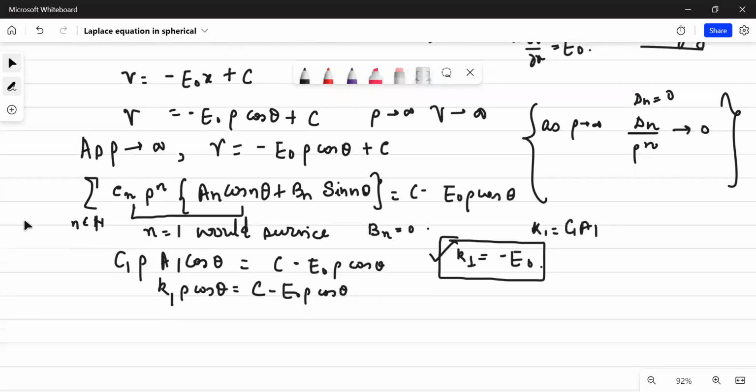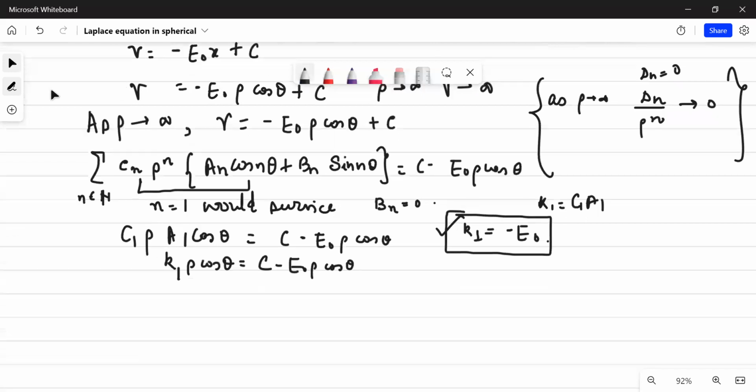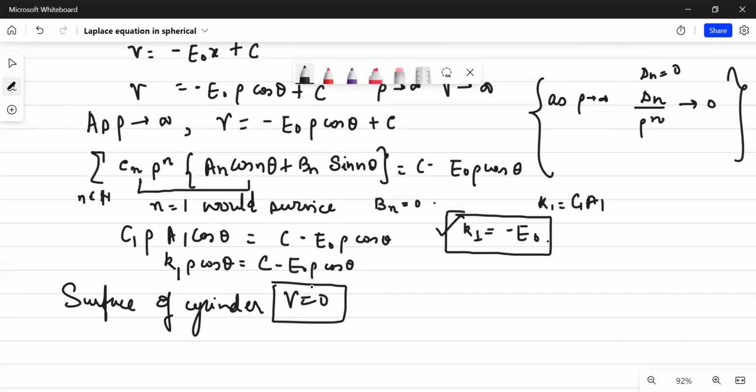Okay, we are going to find D1. So I told you that the surface of a conductor is an equipotential, and I have taken the surface of the cylinder, since it is an equipotential, to have potential equal to 0. If I take the potential to be equal to 0, what will it yield?